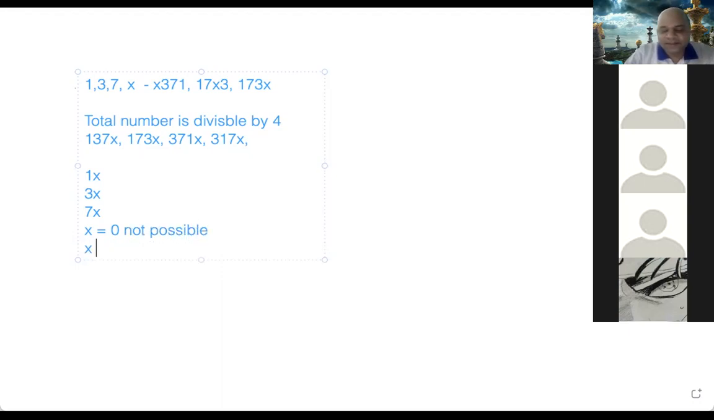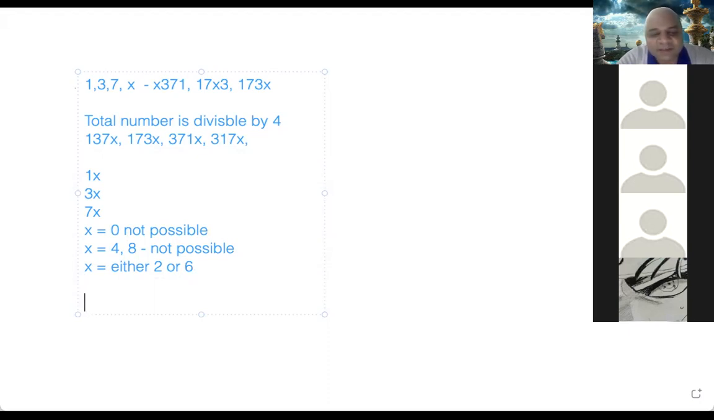Similarly, we said that X equal to 4 or 8 is also not possible, right? Now there are only two possibilities: X can be either 2 or 6. These are the only 2 possibilities, right? Because then only it will be divisible by 4.